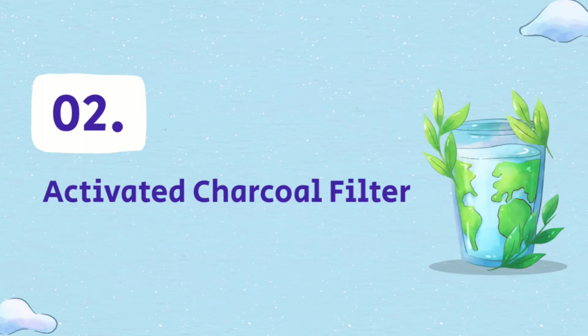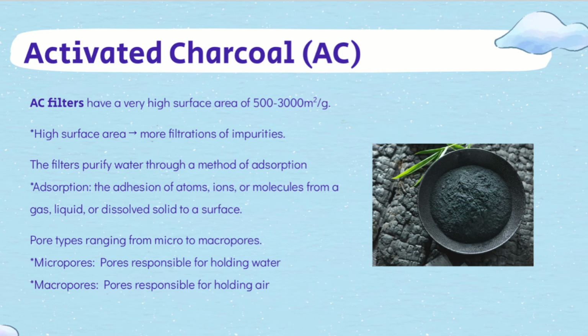Second, we're going to talk about activated charcoal filter. Activated charcoal filters have a very high surface area of 500 to 3,000 square meters per gram. High surface area means more filtration of impurities. The filters purify water through a method of adsorption. Adsorption is the adhesion of atoms, ions, or molecules from a gas, liquid, or dissolved solid to a surface.